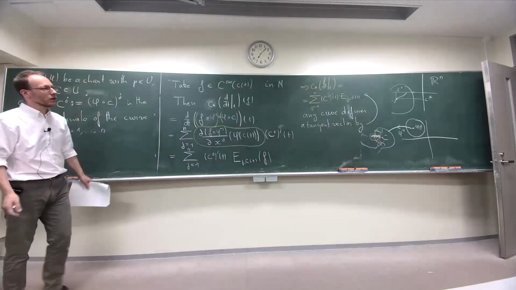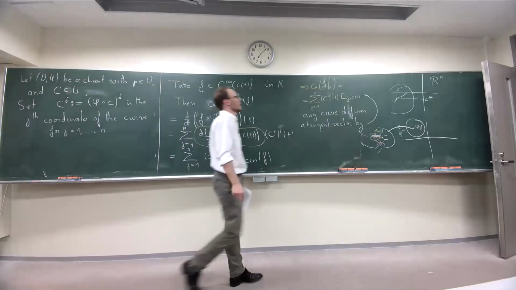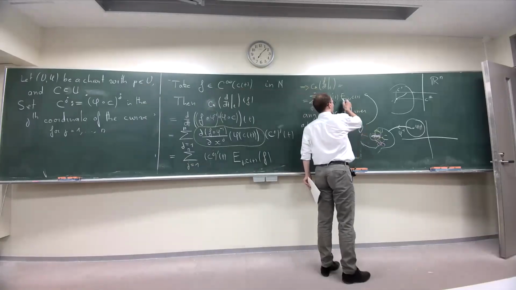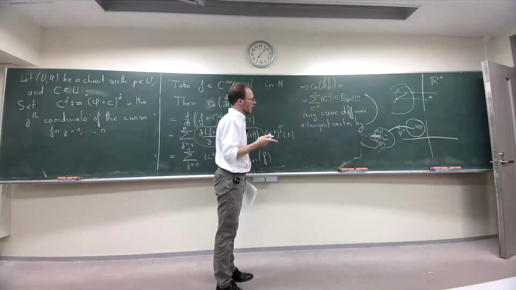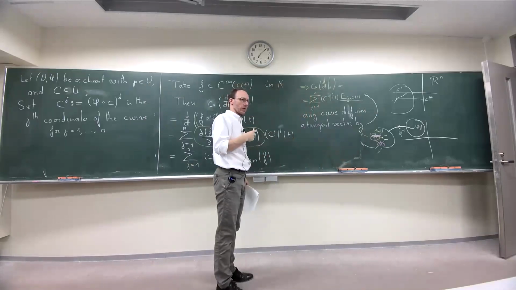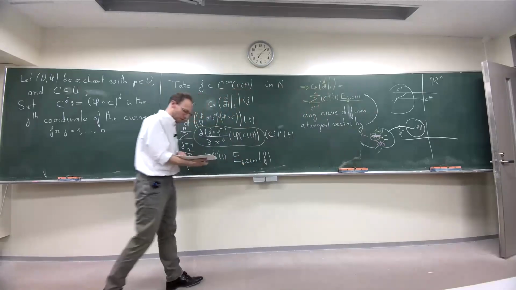Now you can wonder, do we have the converse? Because we know that these vectors here generate the vector space, which is tangent. Can we get a curve for any of them? And the answer is yes. We will see it in a few minutes.